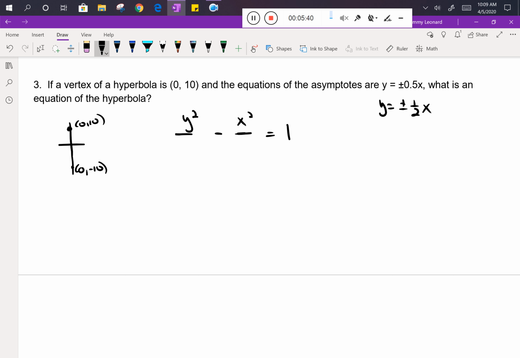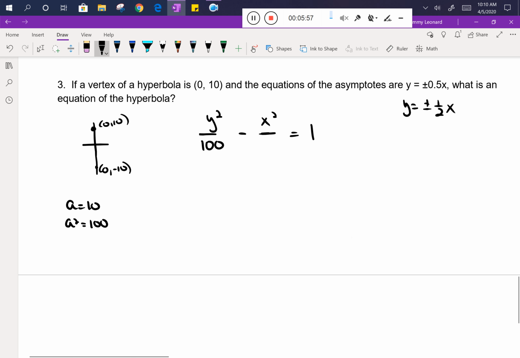Now, if we know that the vertex is at 0, 10 and the origin is the center, then that means that a is 10 and a squared must be 100. So we can write a 100 underneath the y squared. Now, they told us about the asymptotes because we know the slope. So remember the slope of the asymptotes when it's vertical is a over b, because we just worked with that in the last problem. But that doesn't necessarily mean that a over b is 1/2.